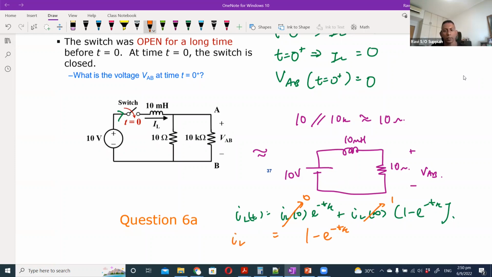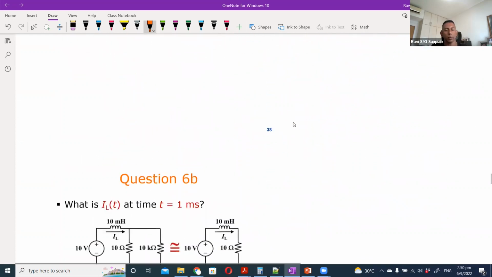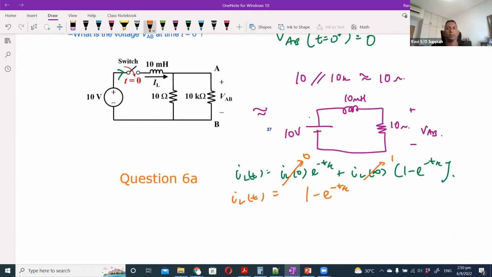So that is the expression for the current at any particular time, and you just substitute the value here. It is 1 millisecond. Substituting t equals 1 millisecond, you get the answer 0.632 ampere.